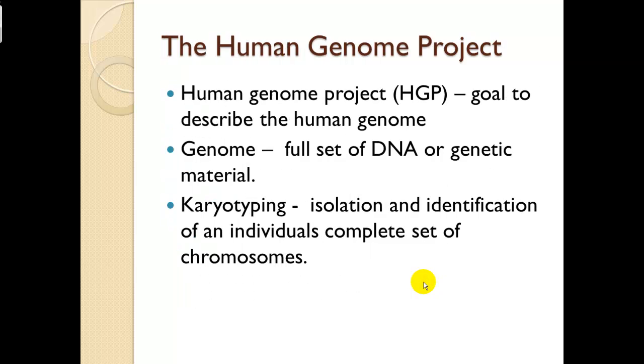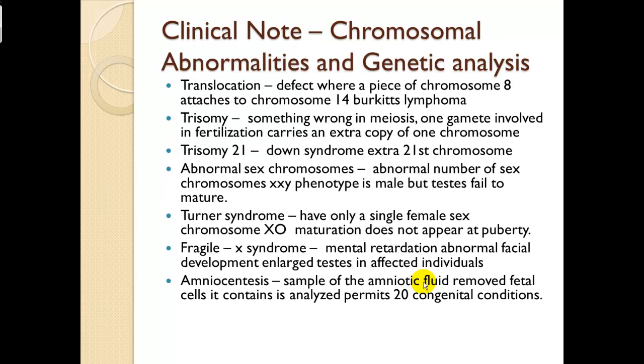Human Genome Project. The goal was to describe the human genome. A genome is a full set of DNA or genetic material, and the term karyotyping means isolation and identification of an individual's complete set of chromosomes. Clinical note, chromosomal abnormalities and genetic analysis. Now there's a bunch of these, please look over them. Translocation, defects where a piece of chromosome 8 attaches to chromosome 14. So this is called Burkitt's lymphoma.